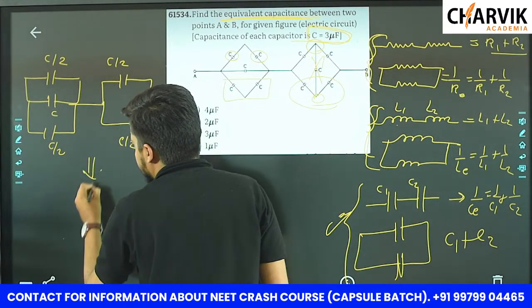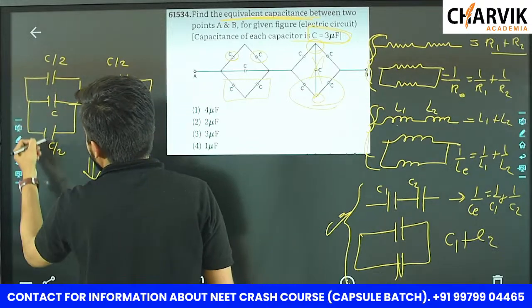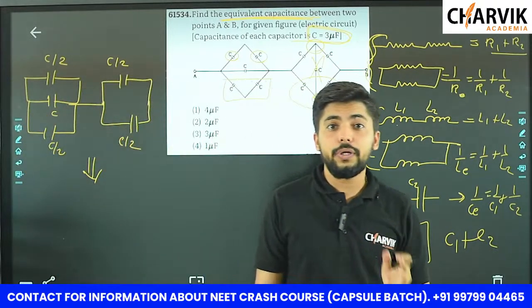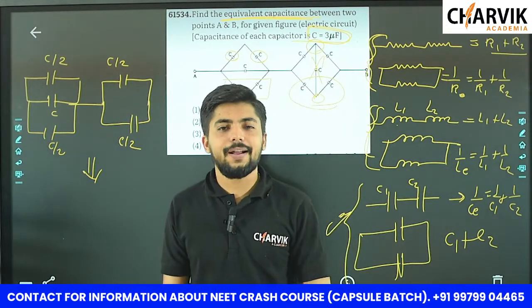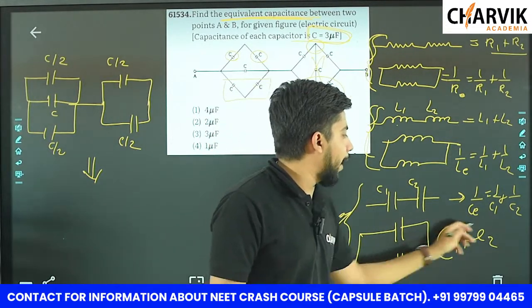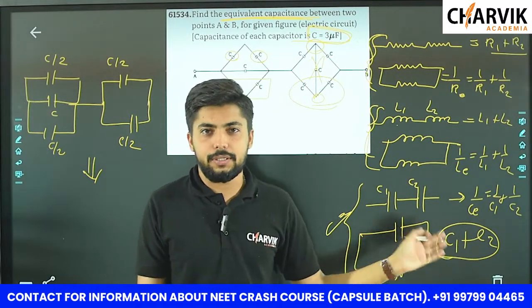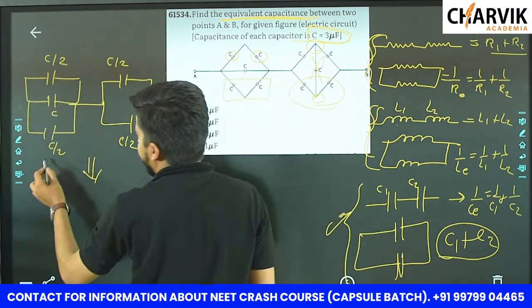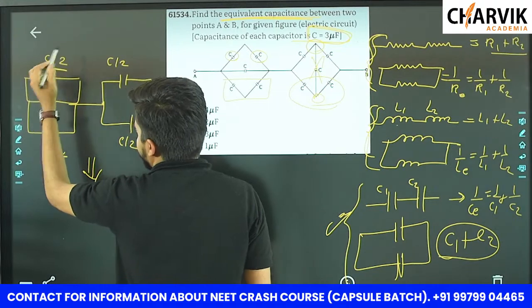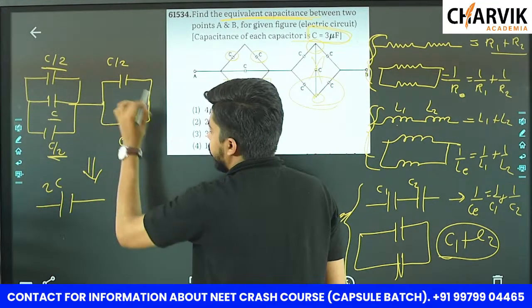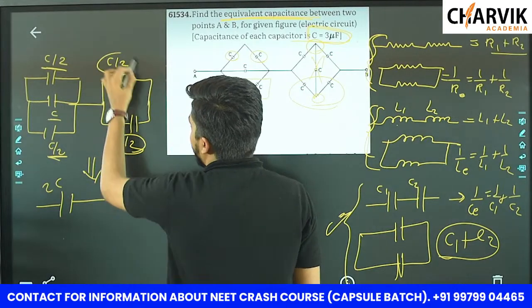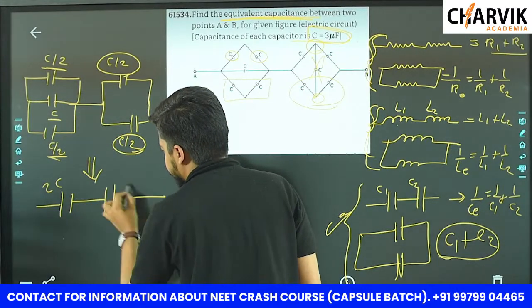Now again make the simplified circuit. This C by 2, C and C by 2 all will add to each other, because these capacitors are connected in parallel, and if they are in parallel, you need to add the values. So if we add C by 2 and C by 2, it becomes C, plus C, so it becomes 2C. And for this other half part, C by 2 plus C by 2 becomes C.